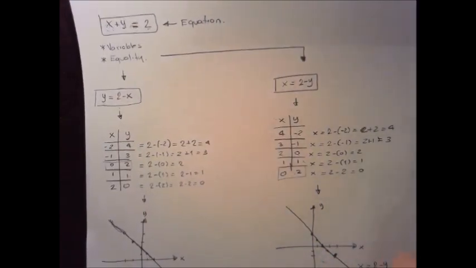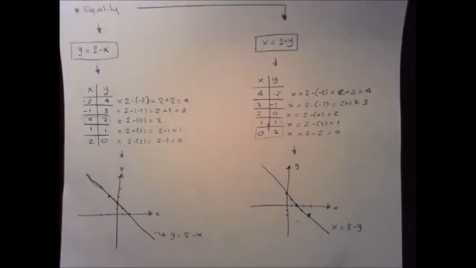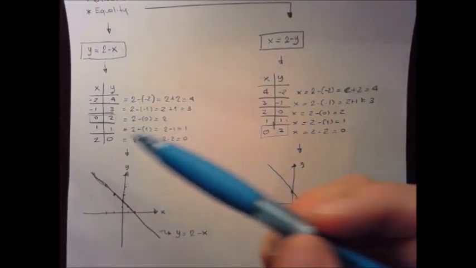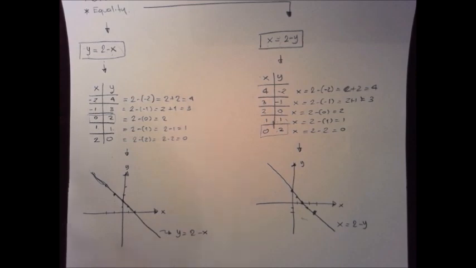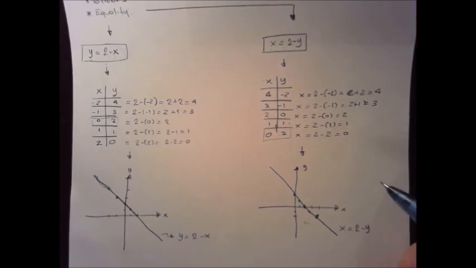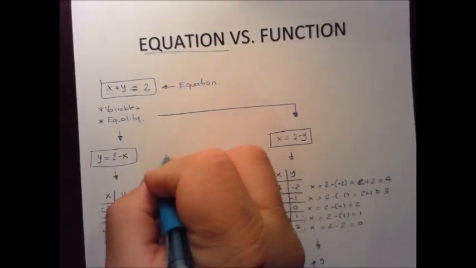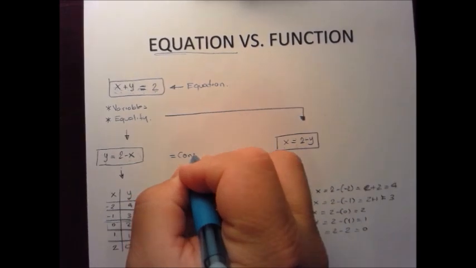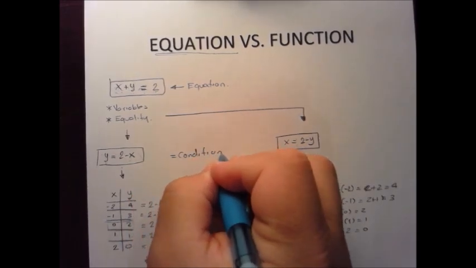But look at this. Here we're going to see something very important. Here we have something extra that is implicit in an equation, but right now we're going to see it specifically. The thing that I'm talking about is the condition. We have a condition. Why?